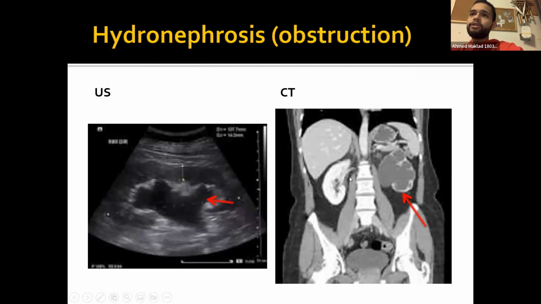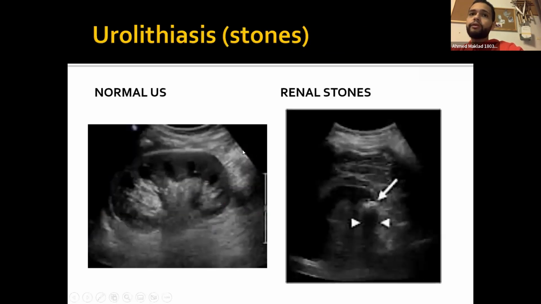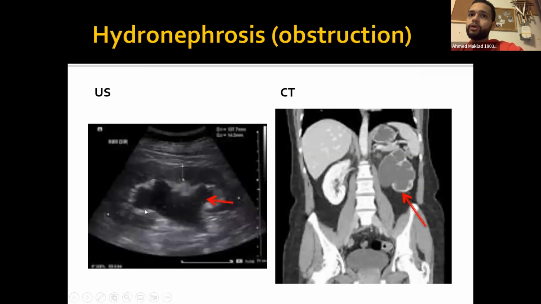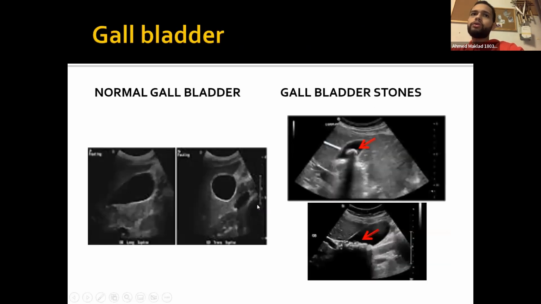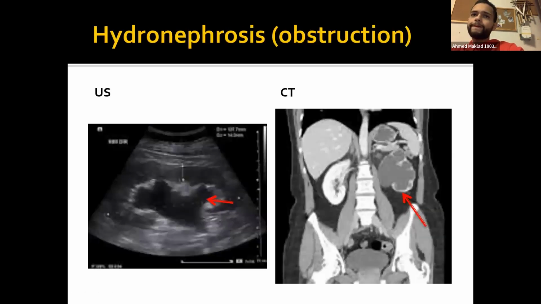The calyces and the pyramids of the kidney become very dilated. And this is what you see here in this ultrasound. You can see that these calyces are very dilated. Compare them to this one. You can see they are very small. See, small finger-like pyramids and calyces and pelvis, right? Then compared to this one, it's very dilated. Okay, and this is how we know this is hydronephrosis. Any questions about hydronephrosis, renal stones, and gallbladder stones?